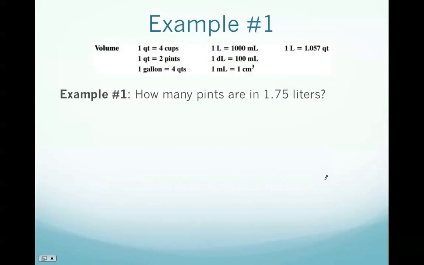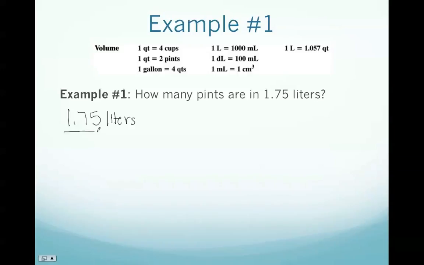All right, example number 1 is dealing with volume, so I put those equalities up at the top. This says how many pints are in 1.75 liters. And again, you could probably figure out and solve this on your own, but the goal here is to learn how to solve this using dimensional analysis. So the very first thing you're going to do is start with whatever you are given. So we're given 1.75 liters.